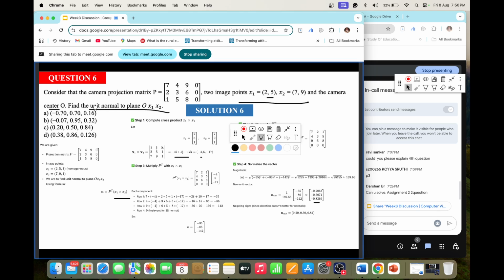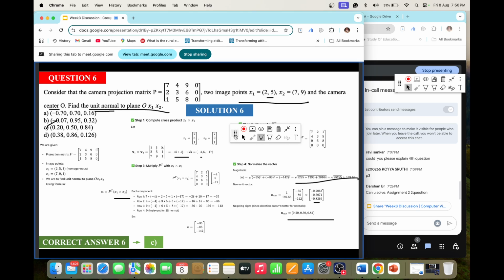And now it has been told to find the unit normal. That means just divide it by the determinant of it. So you divide by the determinant and you will be getting approximately 0.20, 0.50, 0.84. Option C is the answer.